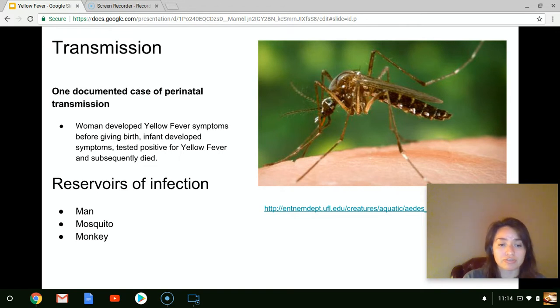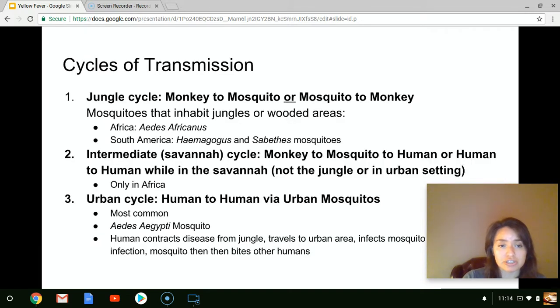The reservoirs of infection are human, mosquito, and monkey. There are 3 cycles of transmission with yellow fever virus. There's the jungle cycle, which is monkey to mosquito or mosquito to monkey, transmitted by the mosquitoes that live in jungle areas. There's the intermediate or savanna cycle, which is mosquito to monkey to human or human to human through a mosquito only. Savannas are only in Africa, so this cycle only occurs in Africa.